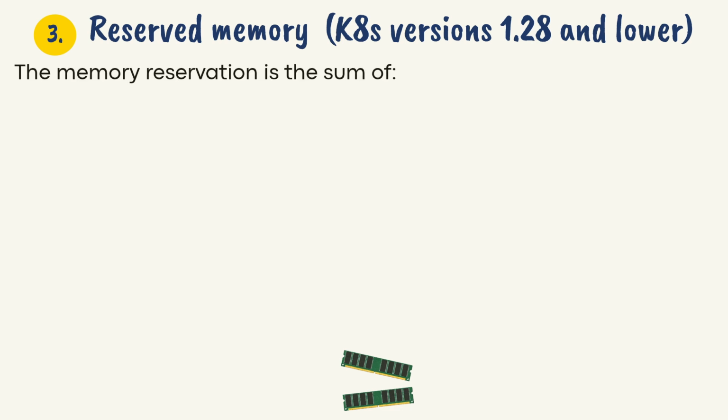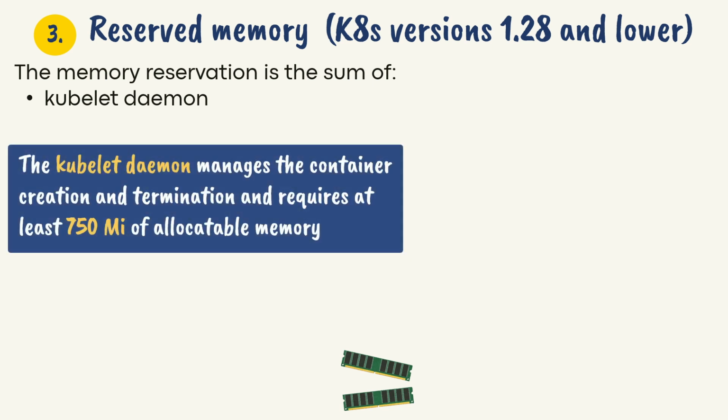The memory reservation, regardless of the Kubernetes version, is the sum of 2 values. The first one is the kubelet daemon, which is by default installed on all AKS nodes to manage container creation and termination. In Kubernetes versions 1.28 and lower, a node must have at least 750 MB allocatable by default on AKS due to the kubelet daemon's memory available 750 MB eviction rule. A running pod will be terminated by the kubelet in order to free up memory on the host machine when host falls below that threshold for available memory.